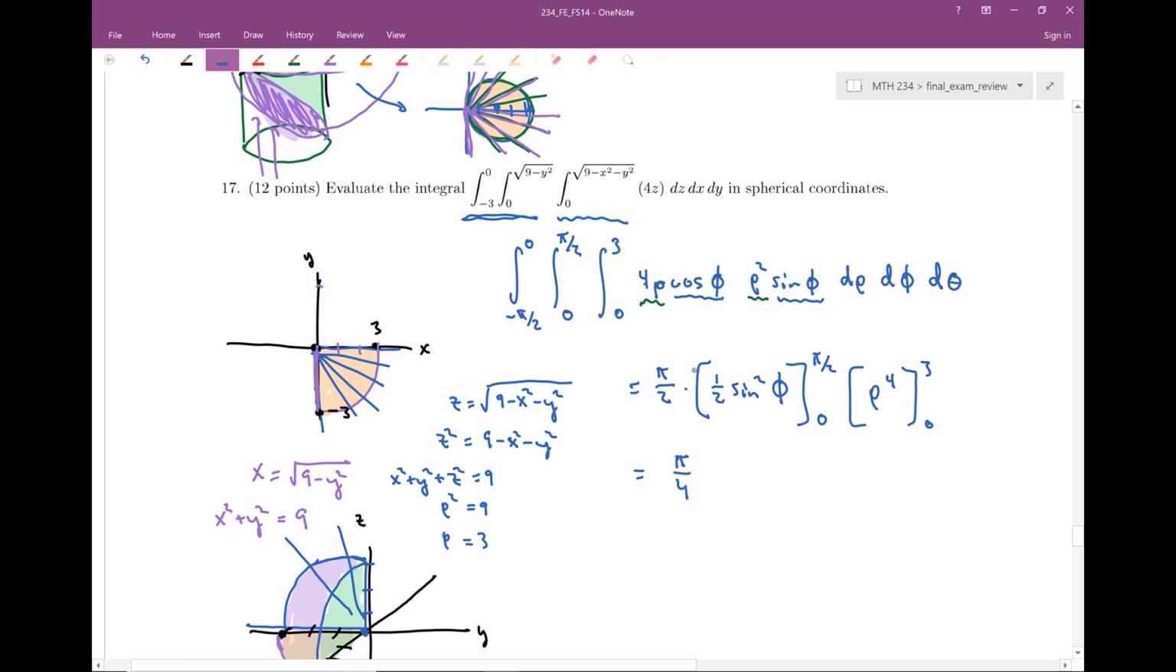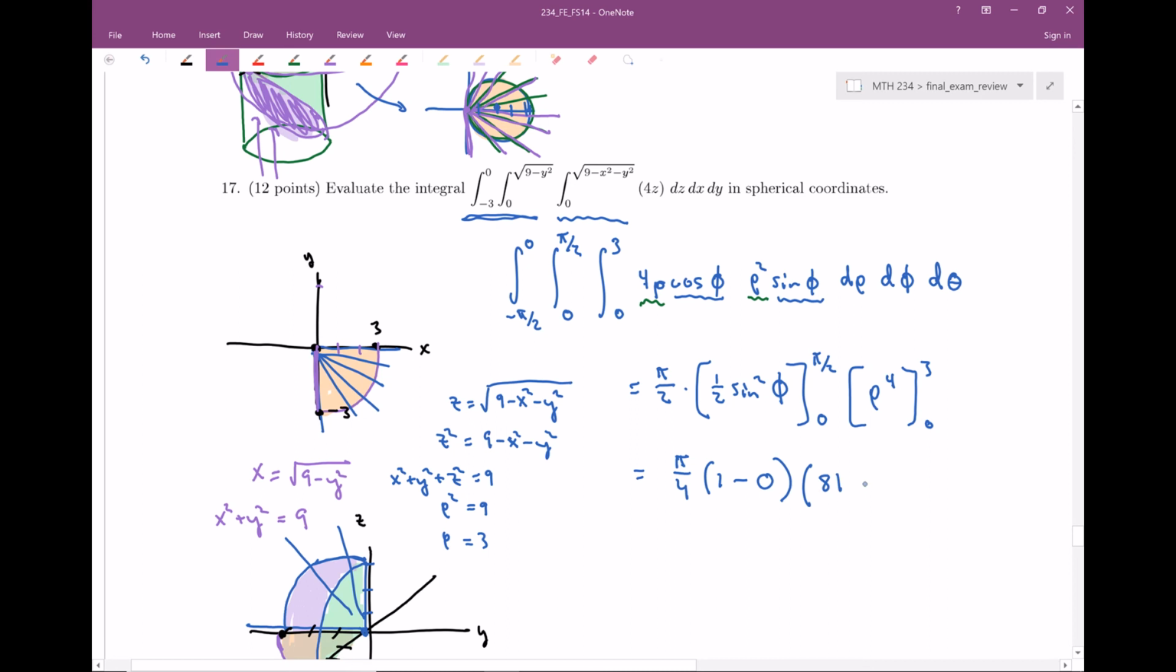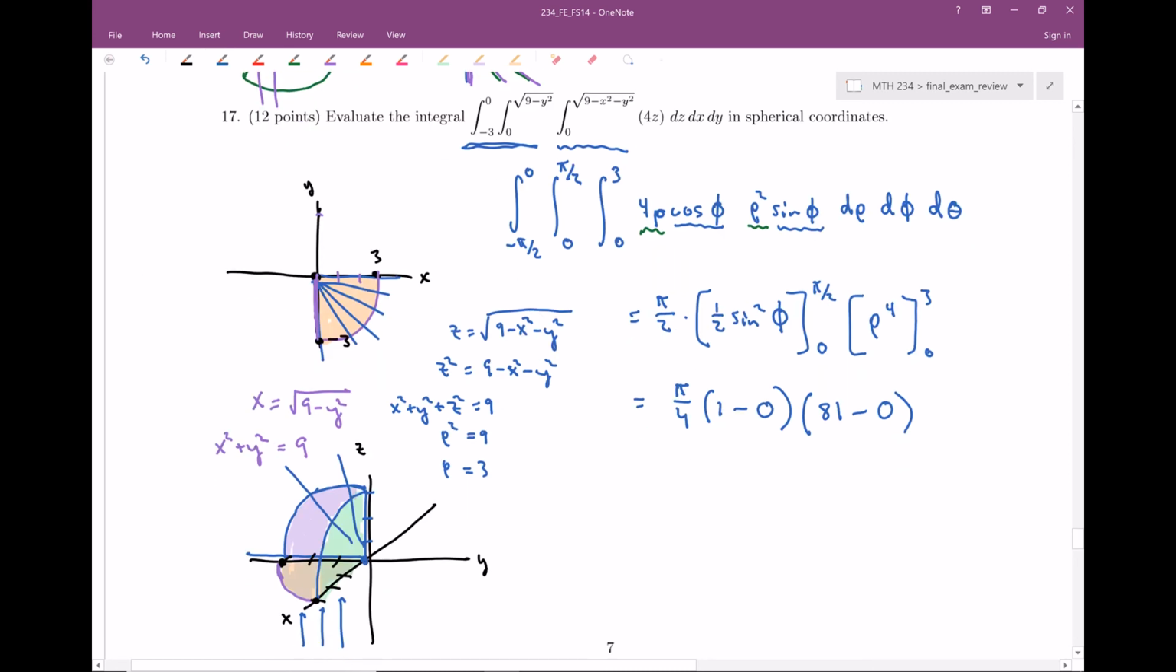I'm going to group these together. And so, sine squared of pi over 2: that's going to be 1 squared, that's going to be 1. Minus, when you plug in 0, that's going to be 0. Then you take 3 and you raise it to the 4th power, so that's 3 times 3 times 3 times 3. I think we're going to have 81 altogether. And you subtract away 0 to the 4th power. So altogether, I think I get 81 pi over 4 as my final answer.